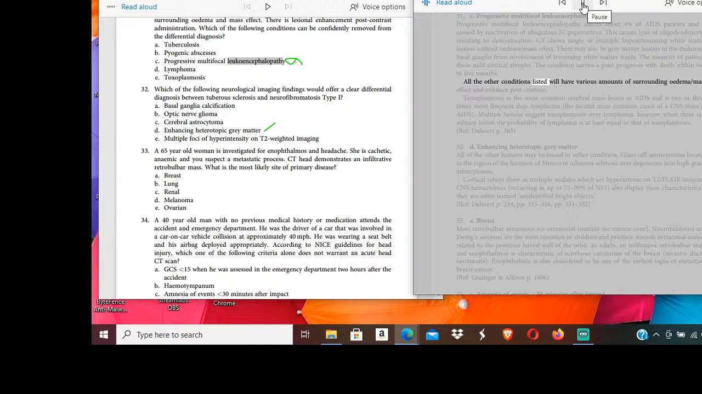All the other conditions listed will have various amounts of surrounding edema and mass effect and enhance post-contrast. Toxoplasmosis is the most common cerebral mass lesion in AIDS and is 2 or 3 times more frequent than lymphoma, the second most common cause of a CNS mass in AIDS. Multiple lesions suggest toxoplasmosis over lymphoma; however, when there is a solitary lesion, the probability of lymphoma is at least equal to that of toxoplasmosis.